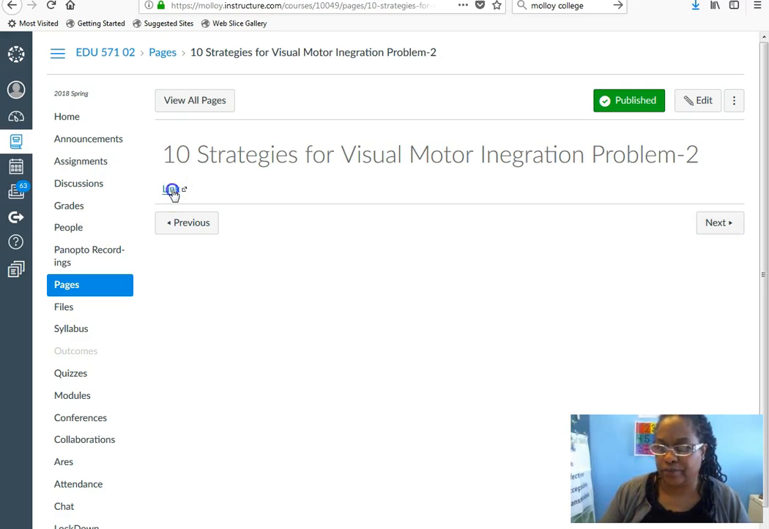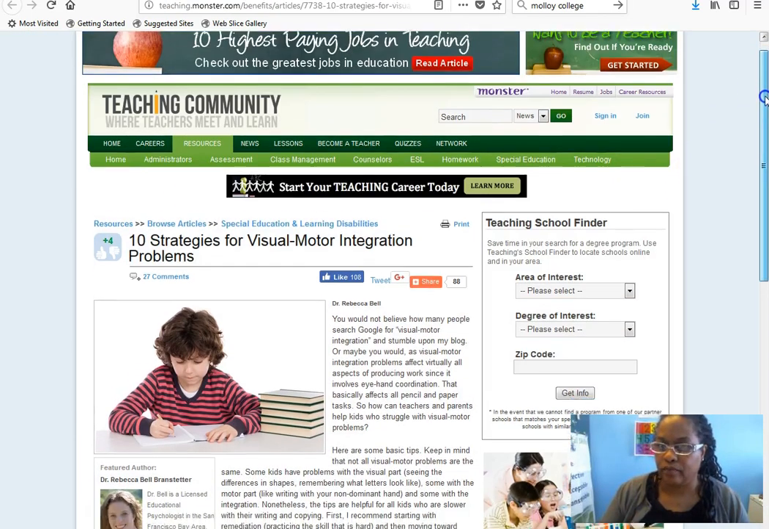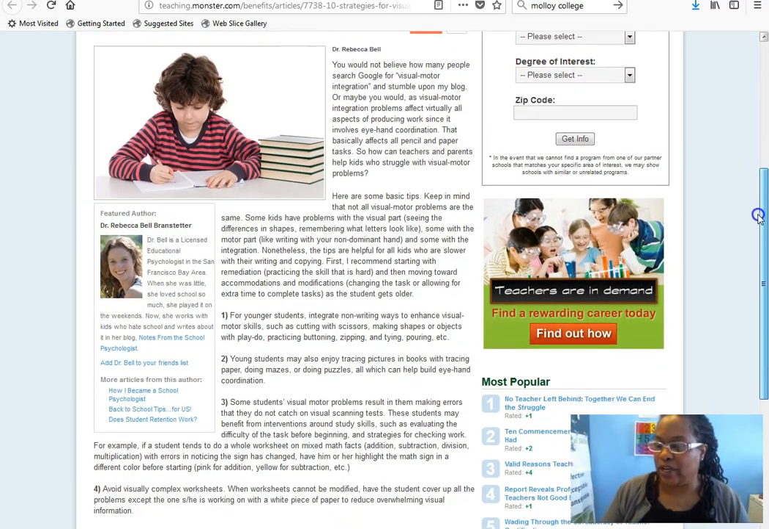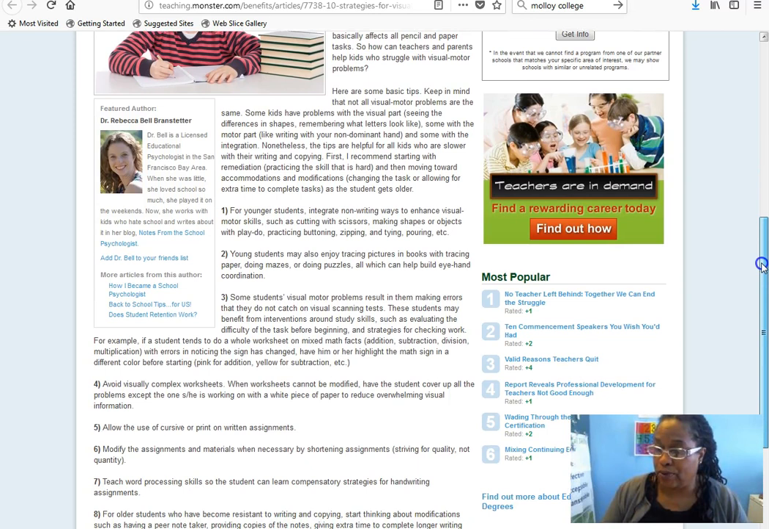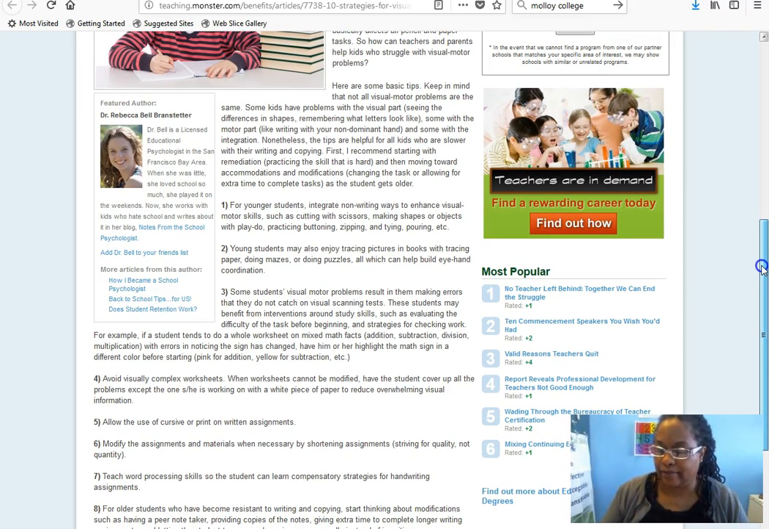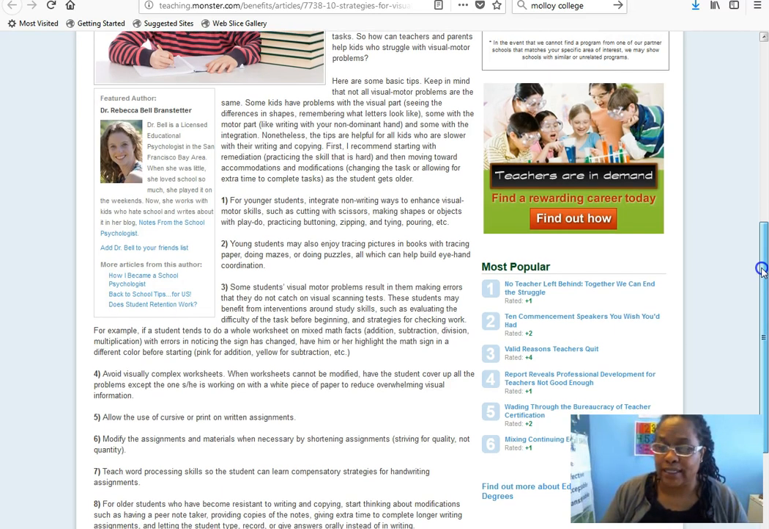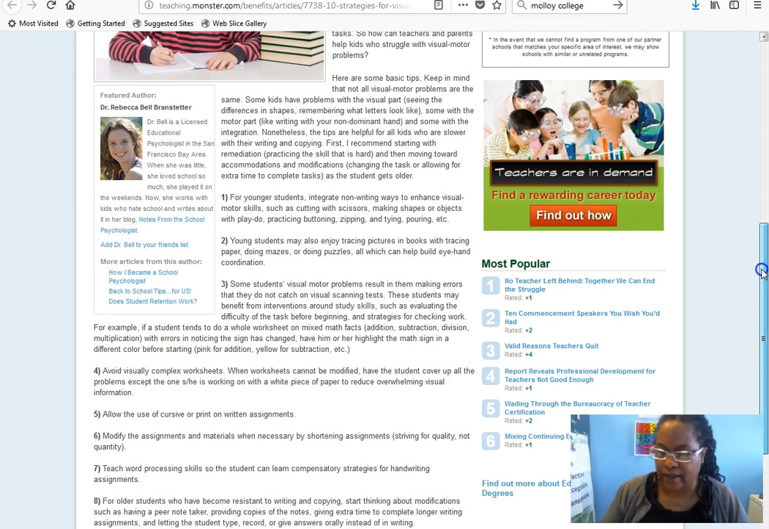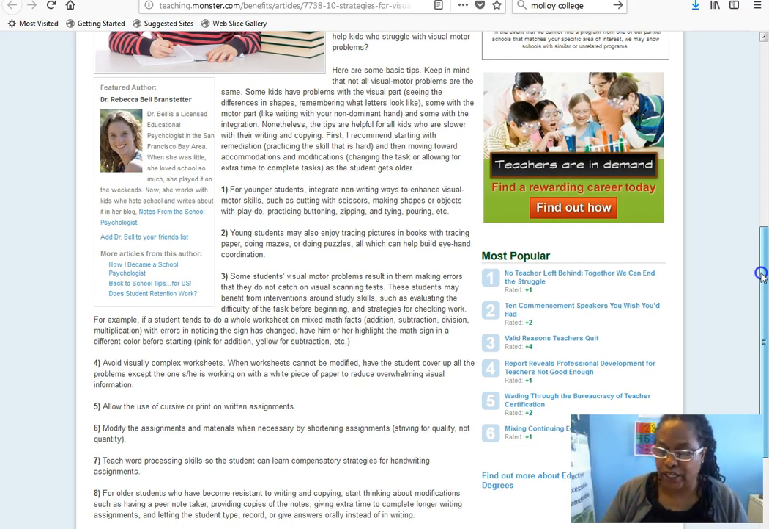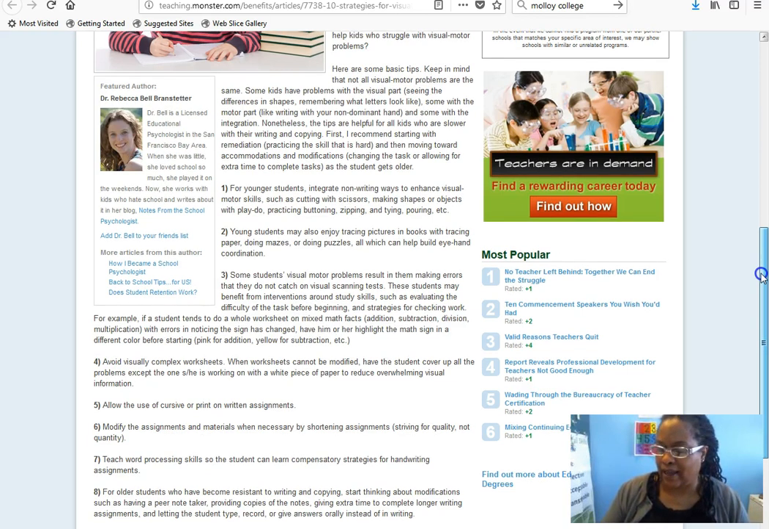So here are 10 strategies for visual motor integration. Some of the things that we can do to help students. This link will be on Canvas for you, but please take a look at it. For younger students, we can integrate non-writing ways to enhance visual motor skills, tracing, cutting things. Some of the things that we need to do is avoid complex worksheets. We need to think about how much stimuli is on the paper when we modify assignments. We want to strive for quality, not quantity.